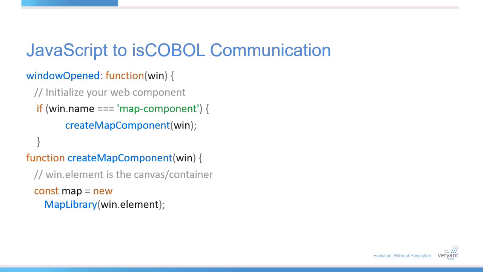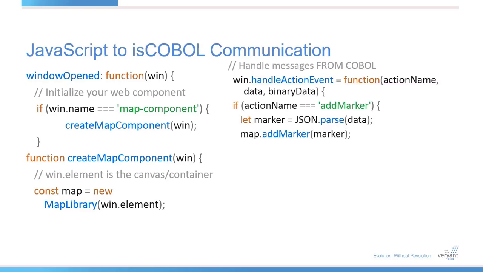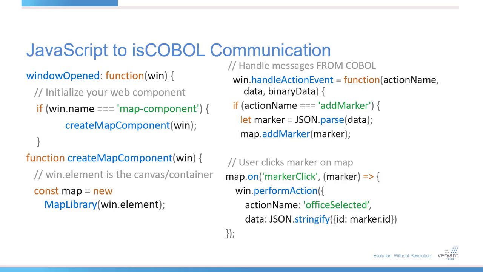Here's an example of the JavaScript code that would create a map component in our IWC panel. And on the right, how to handle a message from the COBOL program to add a marker to the map. And this is how the JavaScript sends notice to the COBOL program that the user has clicked on an office location.